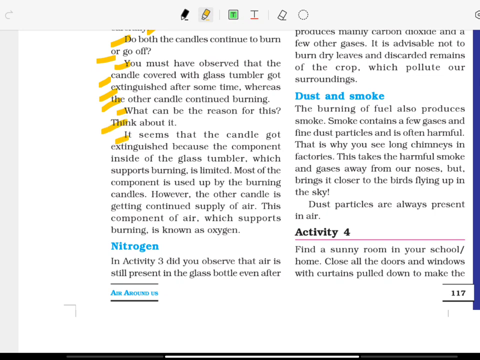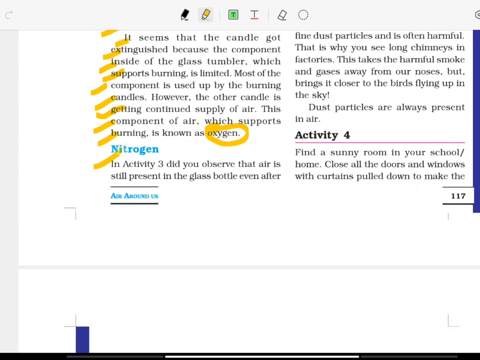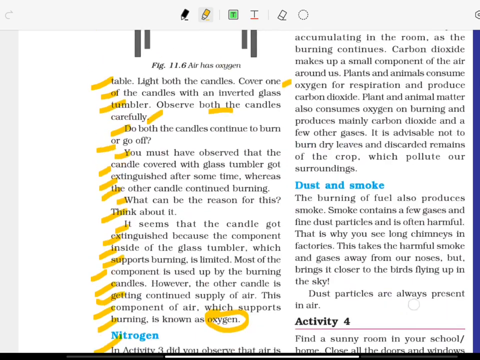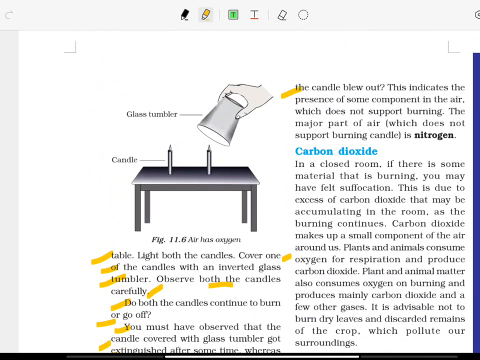It seems that the candle got extinguished because the component inside the glass tumbler which supported burning is limited. Most of the component is used up by the burning candle, however, the other candle is getting a continued supply of air. This component of air which supports burning is known as oxygen. Nitrogen. In Activity 3, did you observe that air is still present in the glass tumbler even after the candle blew out? This indicates the presence of some component in the air which does not support burning. The major part of the air, which does not support a burning candle, is nitrogen.